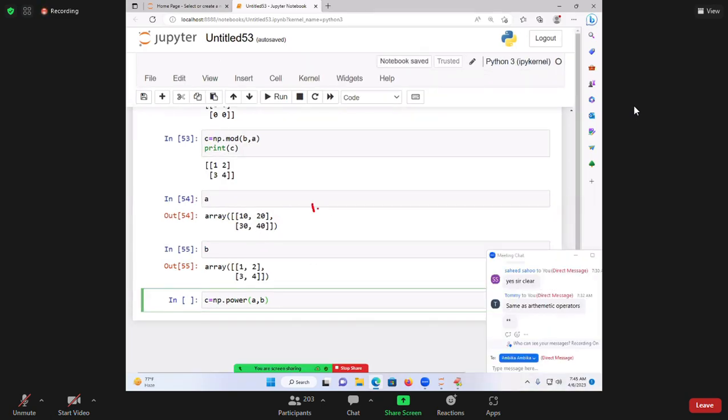10 to the power of 1. A to the power of B means what? 10 to the power of 1, 20 to the power of 2, 30 to the power of 3, 40 to the power of 4. 10 to the power of 1 means what?